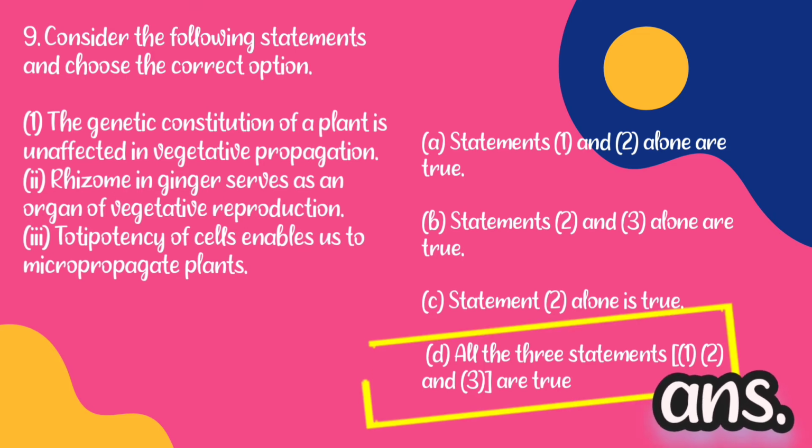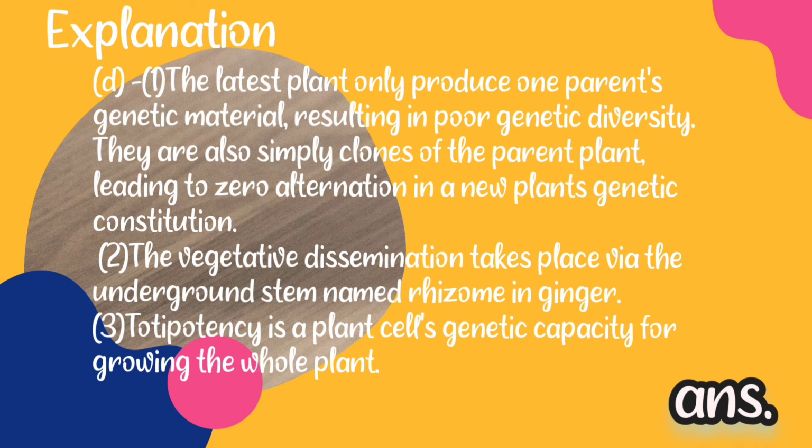And the answer is D. All the three statements, 1, 2, and 3, are true. Explanation. D. The plants produced only carry one parent's genetic material, resulting in poor genetic diversity. They are also simply clones of the parent plant, leading to zero alteration in a new plant's genetic constitution. The vegetative dissemination takes place via the underground stem named rhizome in ginger. Totipotency is a plant cell's genetic capacity for growing the whole plant.